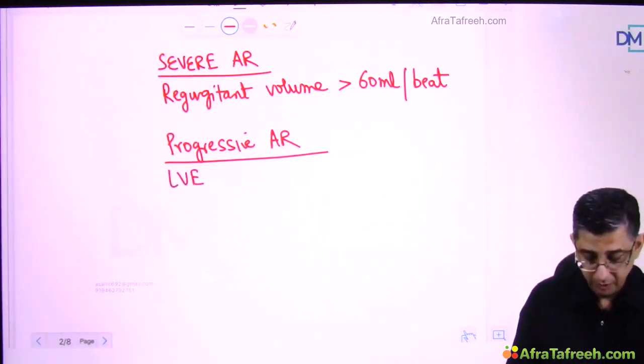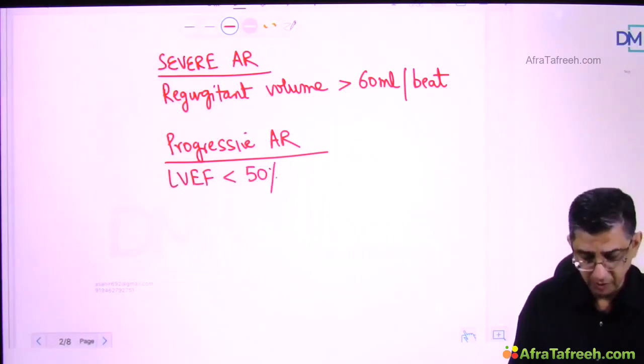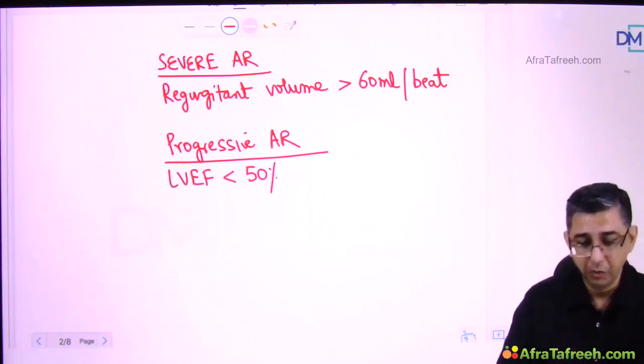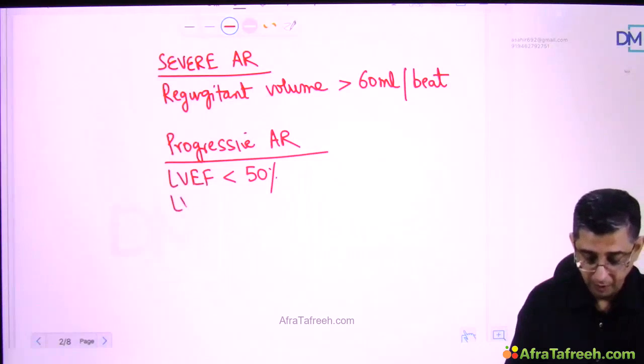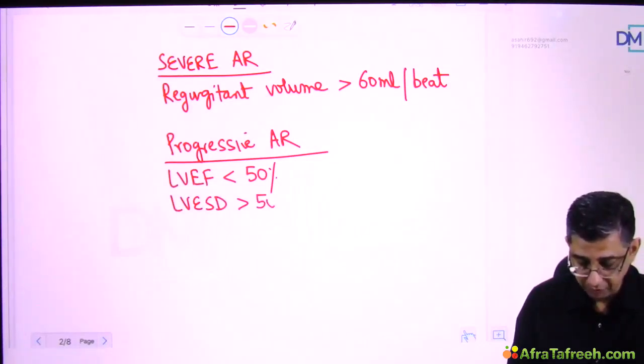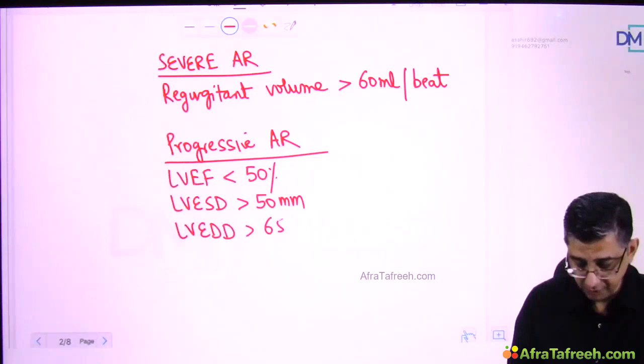Well, it simply means that the left ventricular ejection fraction of the patient is less than 50%. That will definitely contribute to symptoms of dyspnea on exertion, orthopnea, PND, the standard pulmonary edema features that would be occurring. The left ventricular end systolic dimension should be more than 50 millimeter. And the left ventricular end diastolic dimension should be more than 65 millimeter.